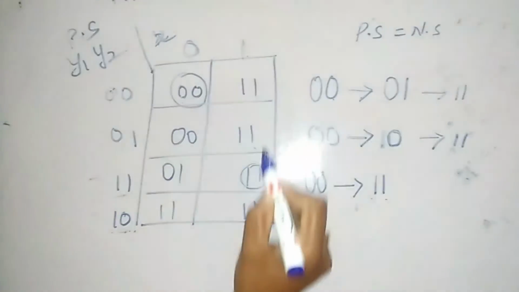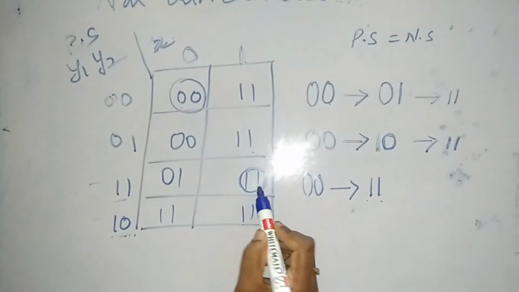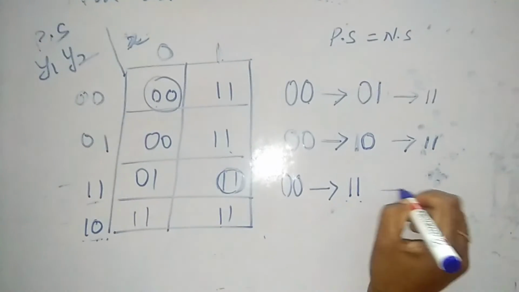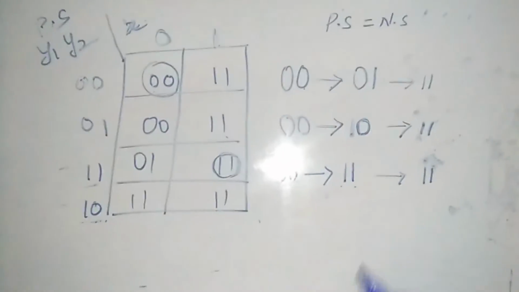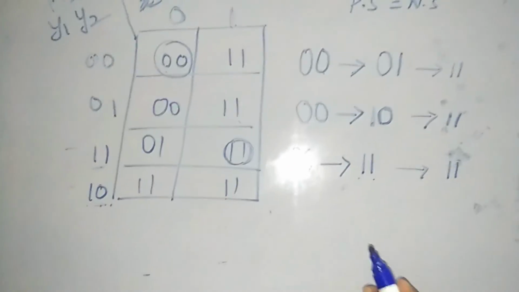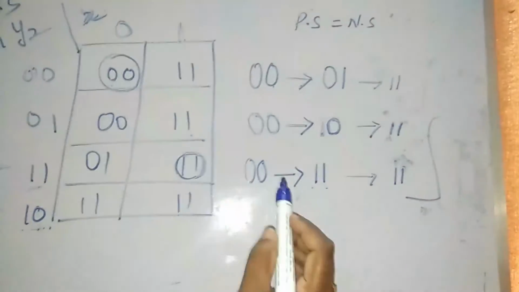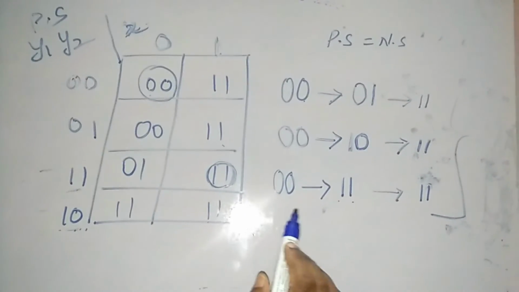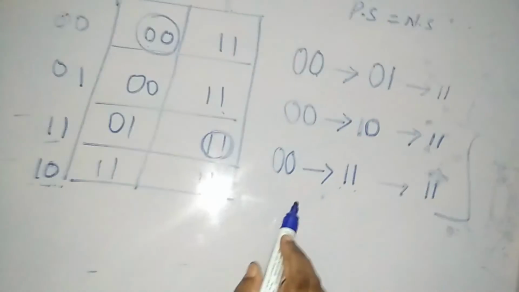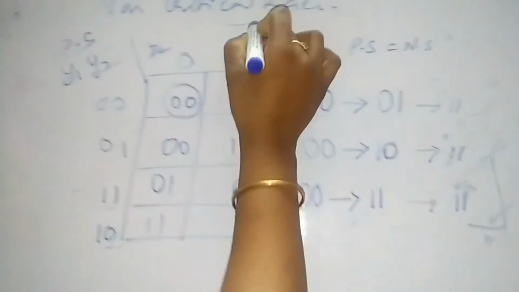For my input 1, you can see I am getting a stable state, that is 1 1, correct? So I'll get a 1 1 over here. You can see that for all these cases I'm getting stable states. So that is the non-critical race, right? It does not depend upon the order in which the state variables change, but you get the correct or orderly stable state. So this is the example for your non-critical race.